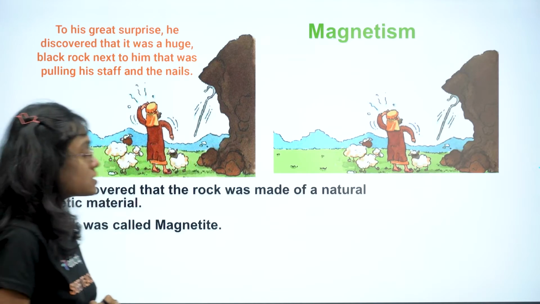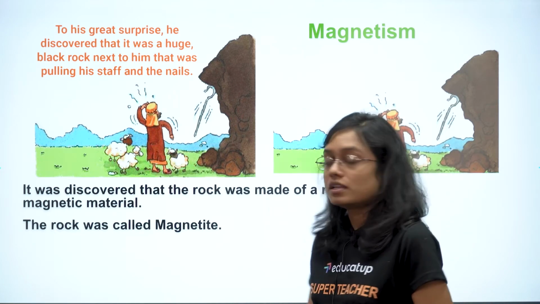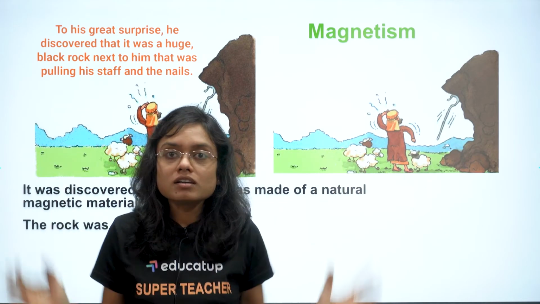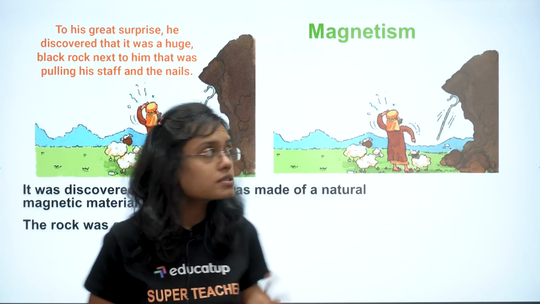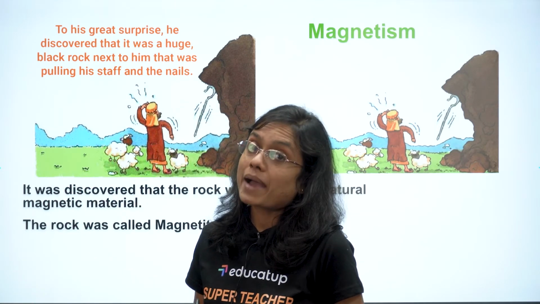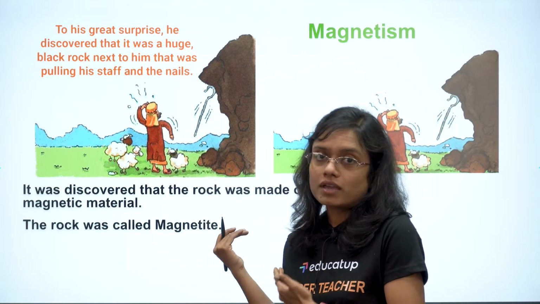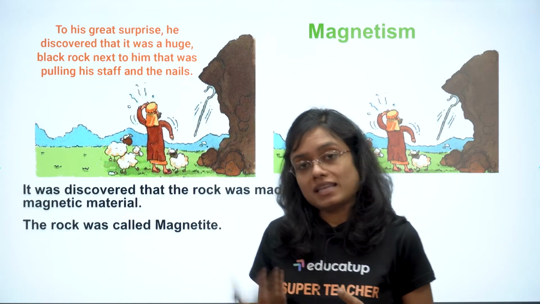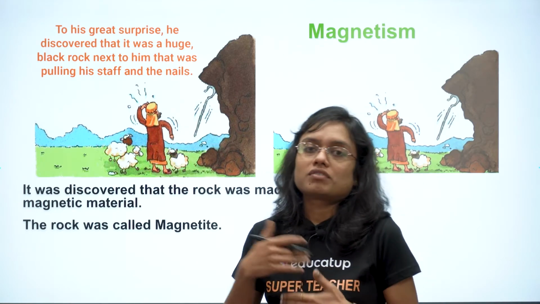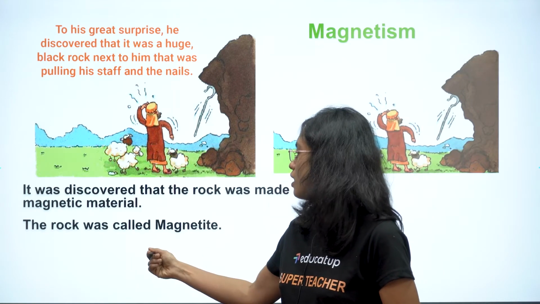To his great surprise, he discovered that it was a huge black rock next to him that was pulling his staff and the nails. When he realized what was pulling all these things, he got to know it was a big black colored rock which was attracting everything. And what was happening? Magnetism. That rock contained some magnetic material, and it was named magnetite, maybe after this boy Magnus. That is how the first magnetic substance was discovered. Later on, with a lot of advancement and technology, today we have the kind of magnets that we are using.